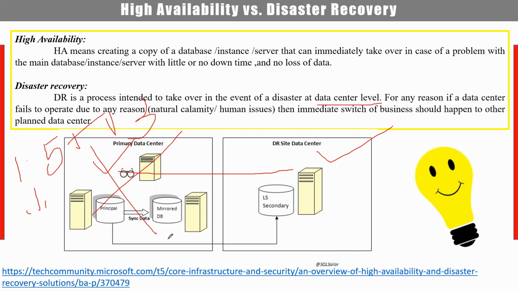Yes, that is the one reason, sir. DR is a process intended to handle the event of a disaster at the data center level. For any reason, if the data center fails to operate, whether due to natural causes or human-made mistakes, the business should immediately switch to the other planned data center. That is DR.